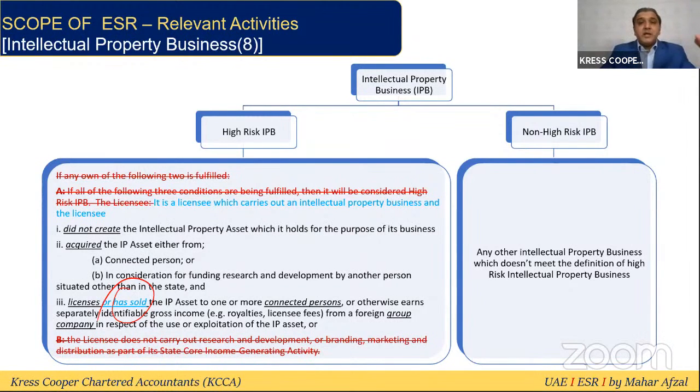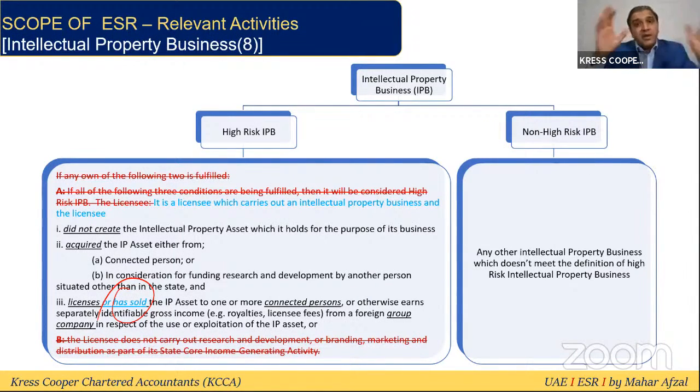So I'm repeating. If the asset has not been created by the licensee, has been taken from a connected person, or has been taken through the funding of research and development outside the UAE, and this asset is being sold, or licensed to a connected person, or exploited by a foreign connected person from which the licensee is earning income, then it will be considered that the licensee is involved in high risk IP business.